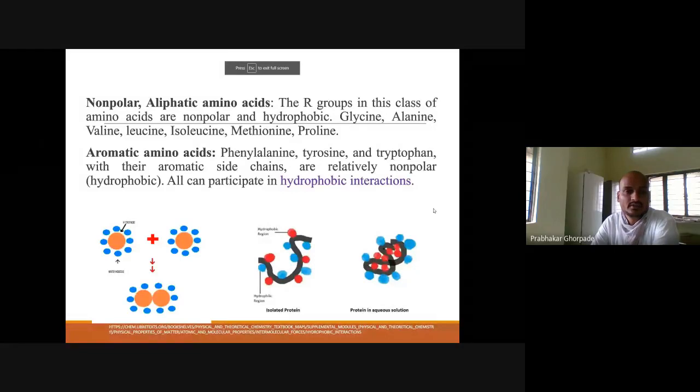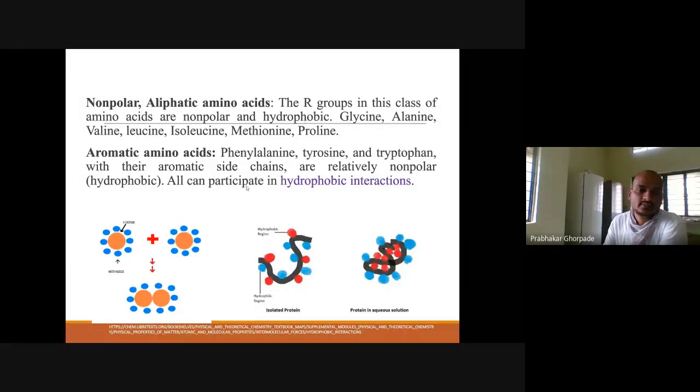So aromatic amino acids, tyrosine, tryptophan, and phenylalanine, with their aromatic side chain are relatively non-polar and hydrophobic. Again, these amino acids are hydrophobic, which means they will try to interact with each other. They can participate in the hydrophobic interaction.